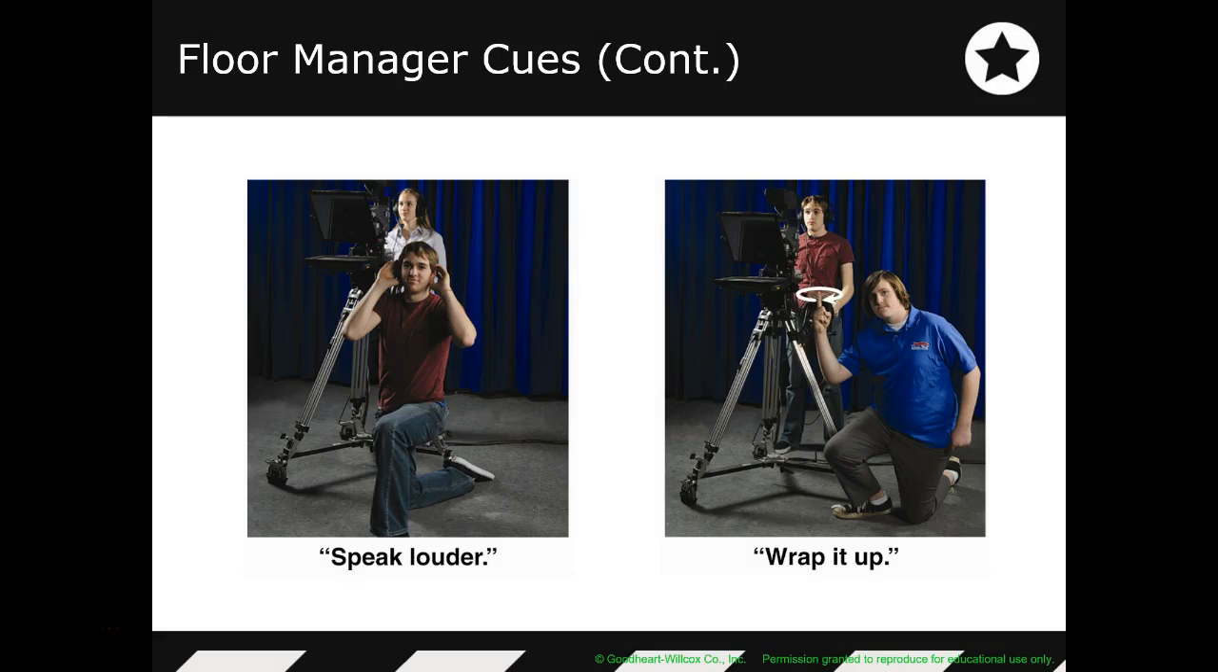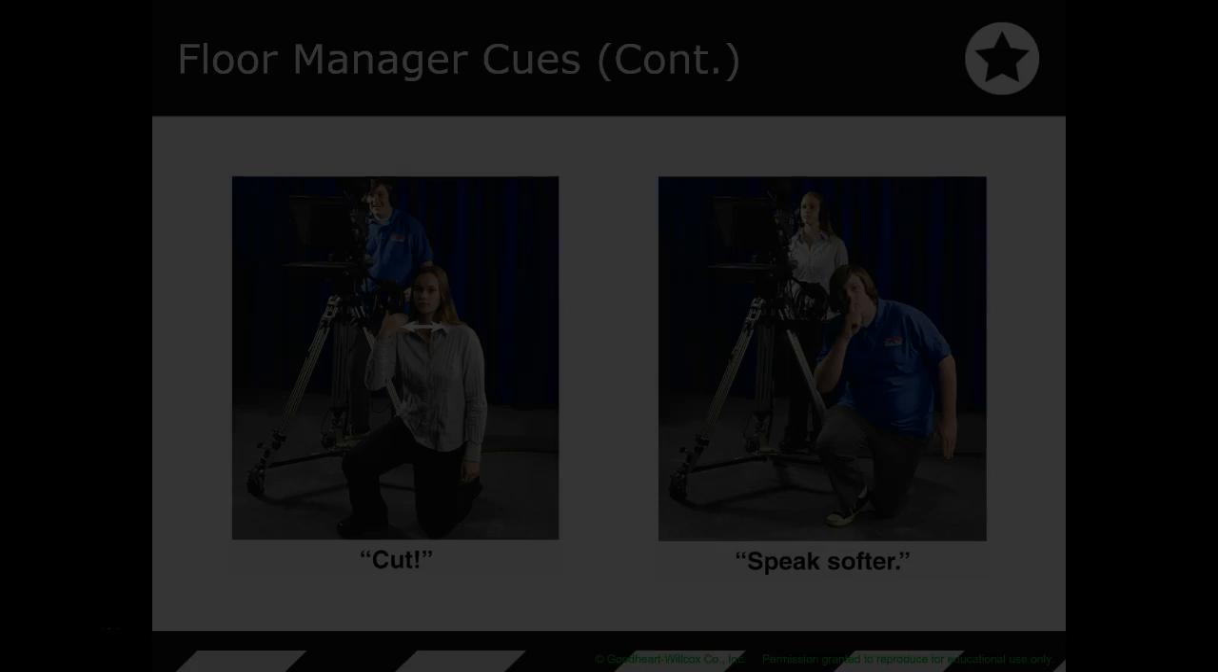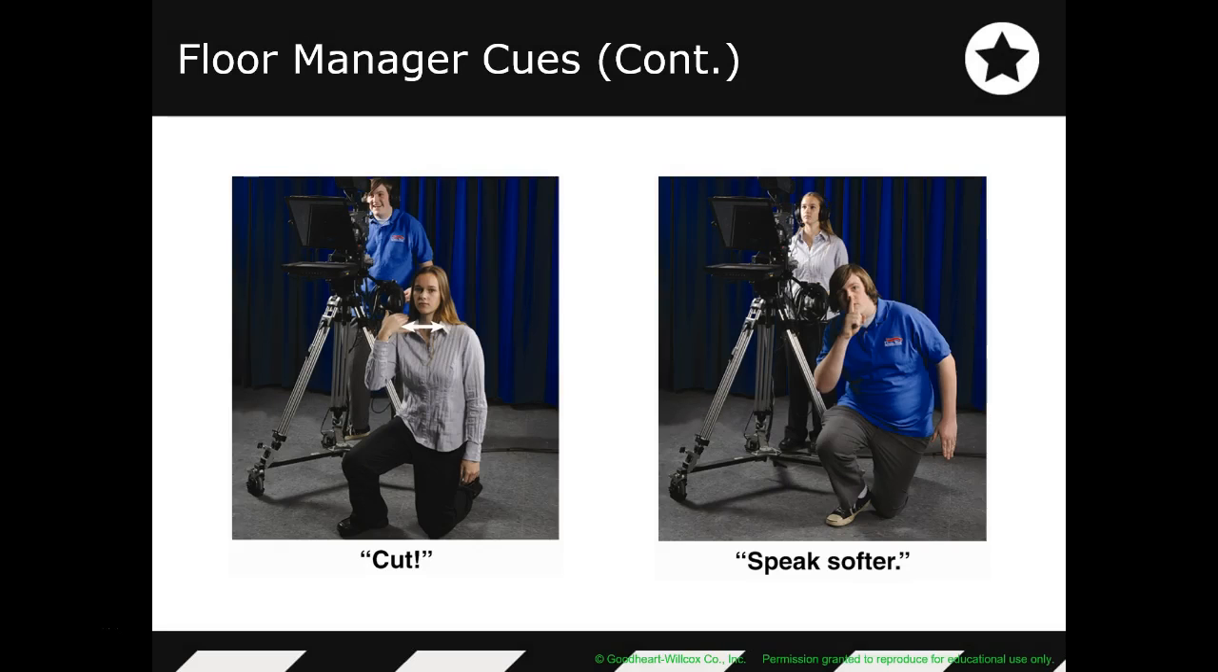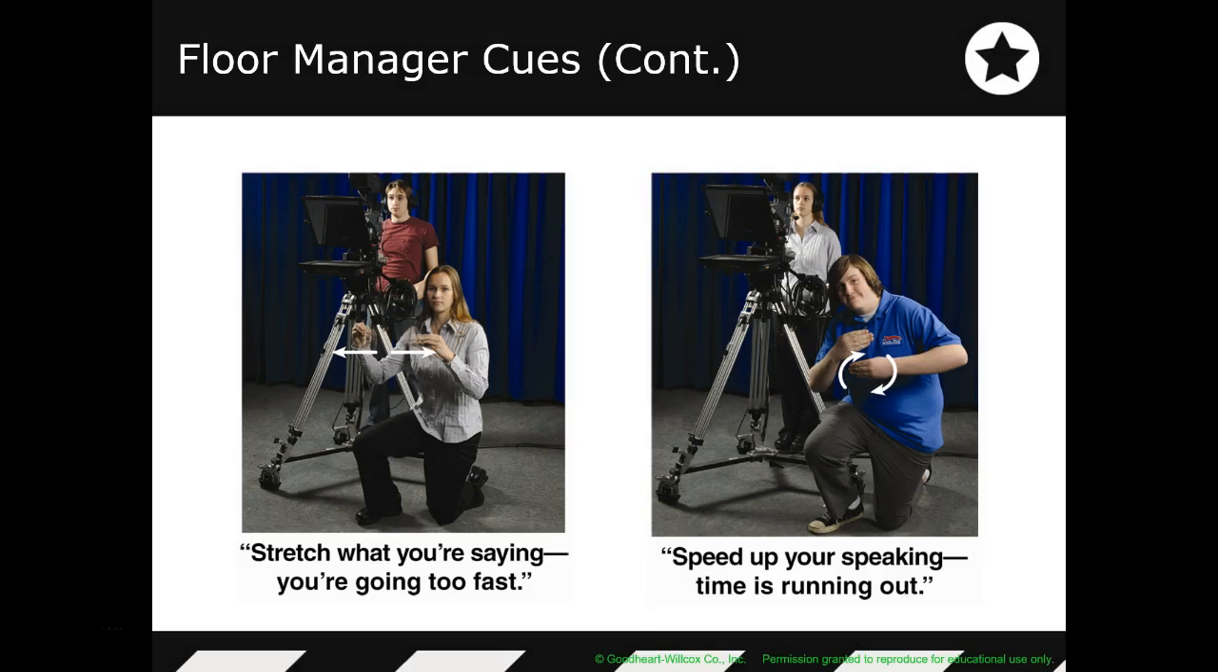Hey, the director says you need to speak up, or wrap it up, cut, the show's done, speak softer, stretch, or speed up. Those are all camera cues that a floor manager could give to help the anchors and the staff. A lot of this is now done over something called an IFB, which is an earpiece the anchors have in their ears, and the director and the producer can talk directly to the anchors, who are having to multitask.